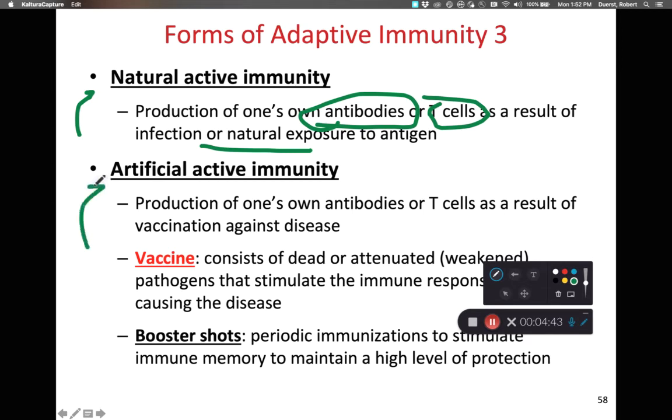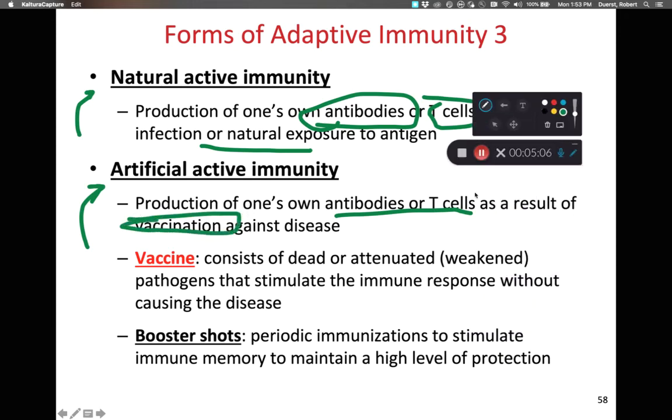We also could have artificial active immunity. And I'm a huge fan of artificial active immunity. You get most of the benefits without most of the downsides. When we look at this, we make our own antibodies, our own T cells, but we weren't naturally exposed to the antigen. Instead, we were given a vaccine. And that vaccine will be made of dead or weakened pathogens. Attenuated is a technical term for weakened.